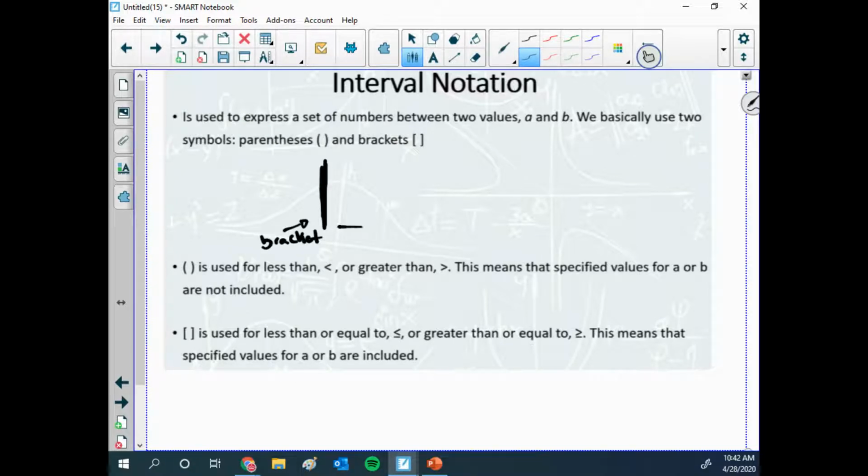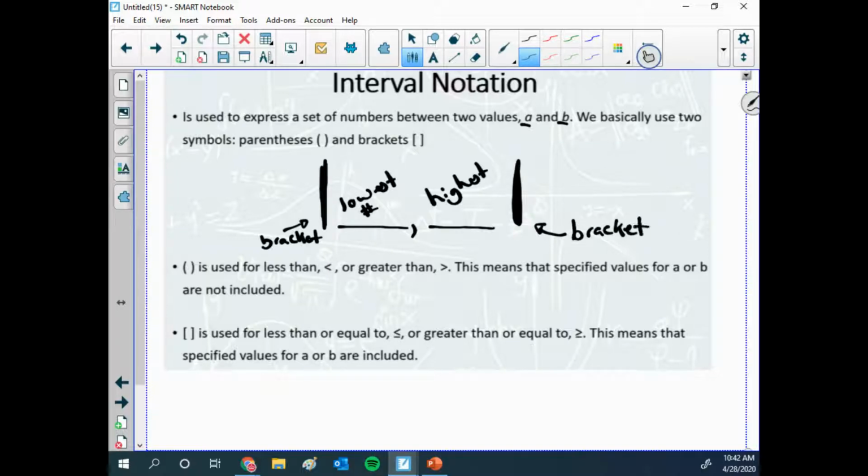And what we do is we go something, comma, something. So they're saying A and B. I like to say the other way is, well, you're going to put the lowest number here, and then you put the highest number. So it's the lowest number you could possibly be, comma, the highest number you can possibly be. And so you're saying you're an interval within that range. And then you have to have a bracket on either side of those numbers.